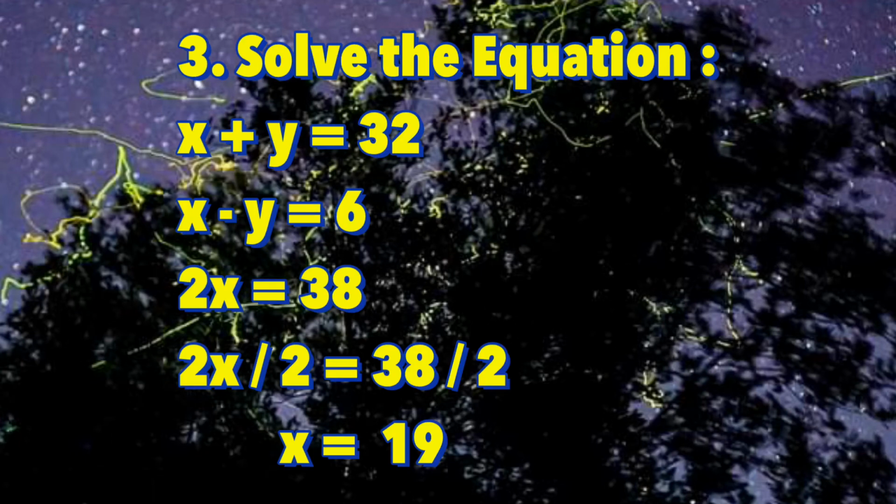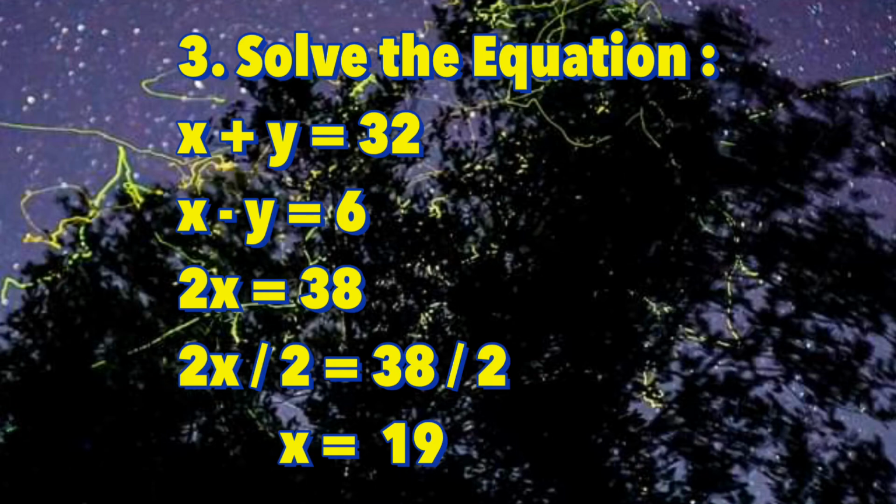To solve the equations, we will use the elimination method or addition method. x plus y equals 32, x minus y equals 6. Then we're going to eliminate the y and y, so the remaining is x and x. So x plus x equals 2x and 32 plus 6 equals 38. Then since we're going to solve for x, we divide both sides by 2. So the value of x now is 19.